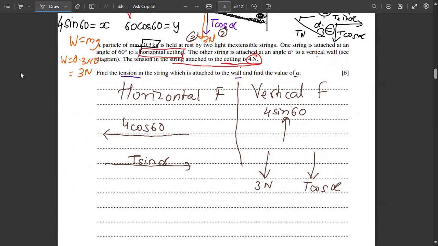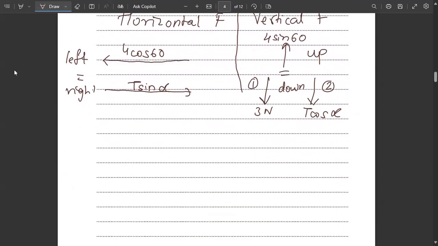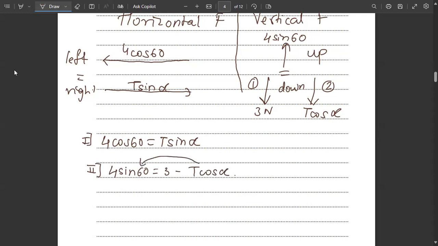So that means the force on the left will equal the force on the right. Similarly, the upward force will equal the downward force. These two are the downward forces. So let's make the equation. The force on the left is 4 cos 60. This will equal T sine alpha. Similarly, 4 sine 60 will equal 3 minus T cos alpha. So I can take this T cos alpha here and 4 sine 60 here. So what I'll get is T cos alpha is 3 minus 4 sine 60.